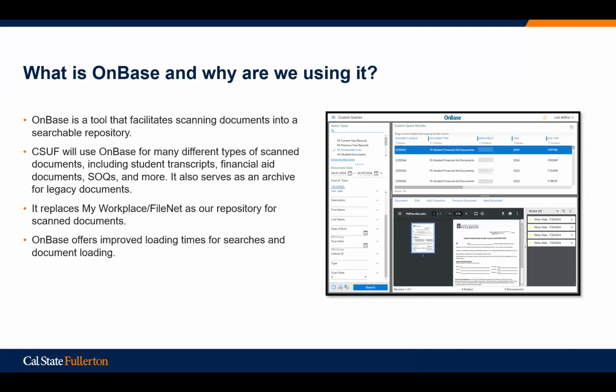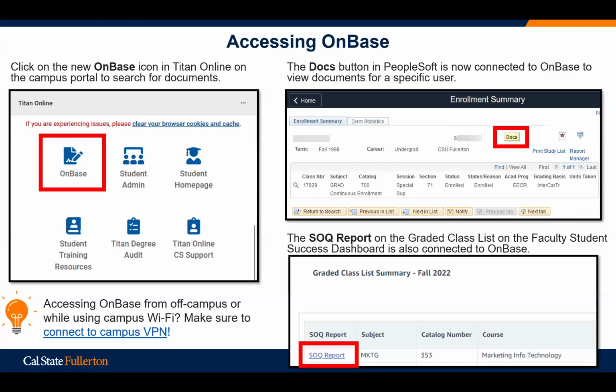So OnBase is a tool that facilitates scanning documents into a searchable repository. We'll be using OnBase for a variety of scanned documents such as student transcripts, financial aid documents, SOQs, and more. We're moving all of our scanned documents to OnBase, so it will also serve as an archive for our legacy documents. OnBase is replacing My Workplace/FileNet as our repository for scanned documents. And you should find that OnBase has better loading times for the searches, as well as loading time for the documents themselves.